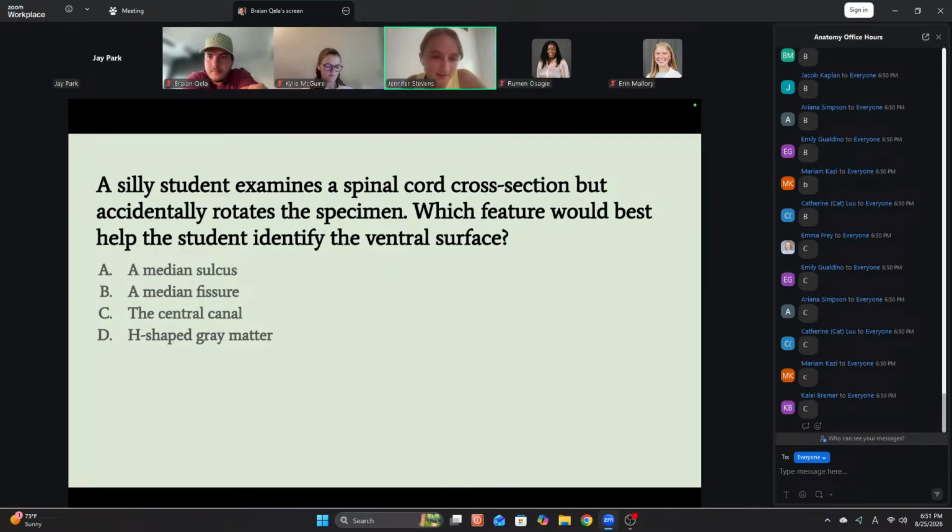Oh, I think this is mine too. So a silly student examines a spinal cord cross section but accidentally rotates the specimen. Which feature would be the best to help them identify that they were looking at the ventral surface of the spinal cord?